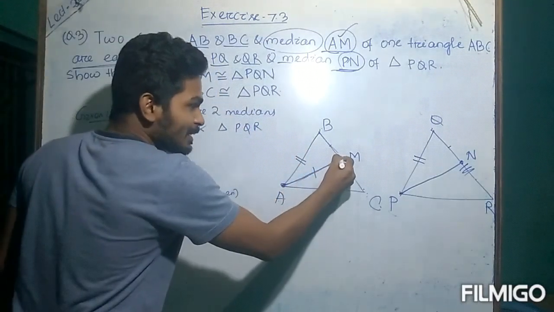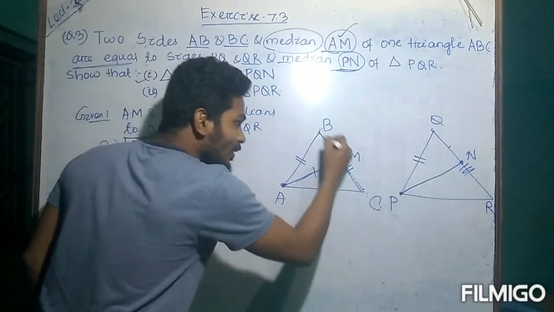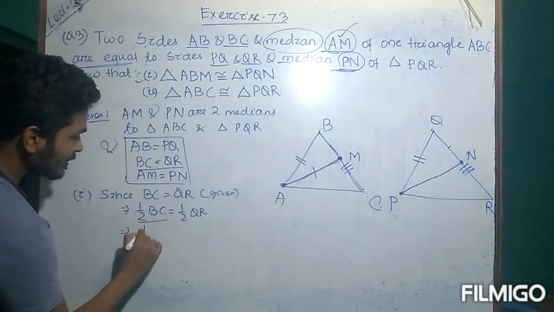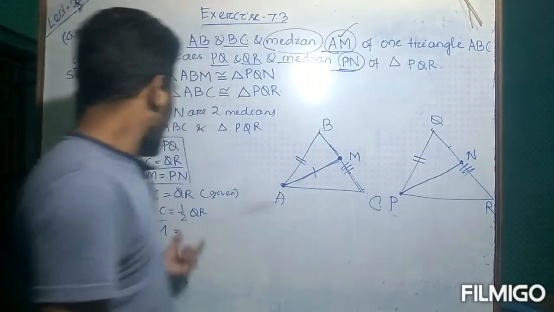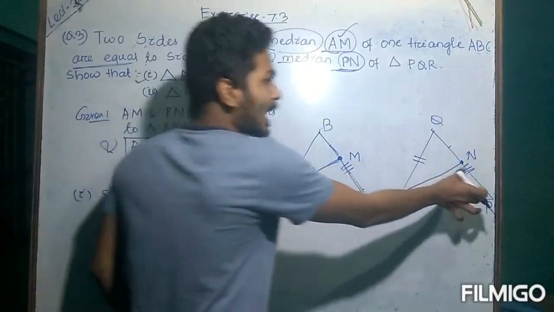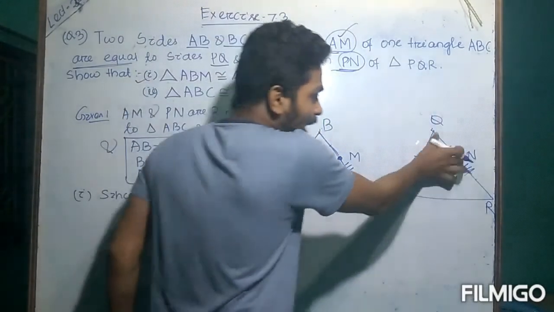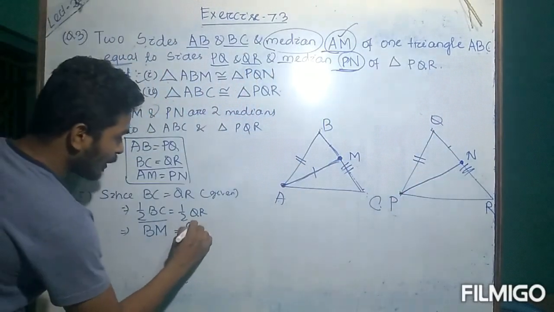Since M is the midpoint of BC, half of BC is either this distance or this distance. Suppose I have chosen this distance. So half of BC means BM. Clear? Similarly, half of QR. Since N is the midpoint of QR, half of QR means either this distance or this distance. For my convenience, I have chosen this distance, QN. Are you getting my point?